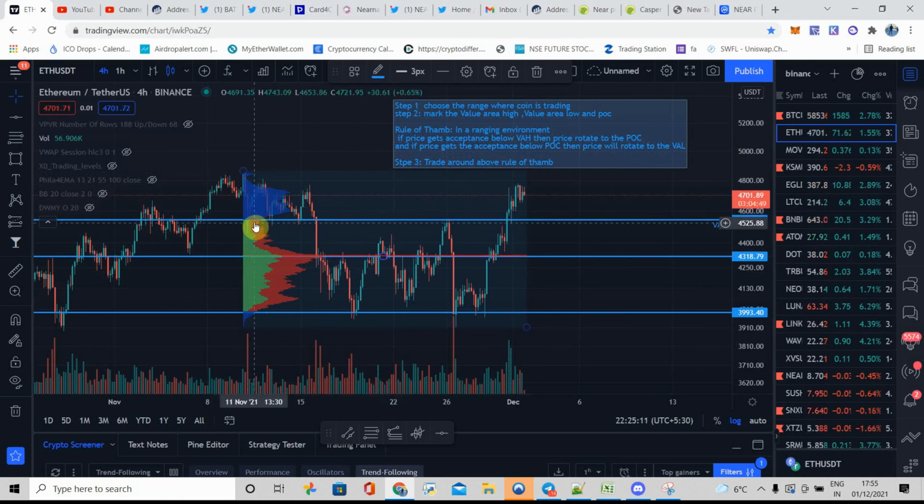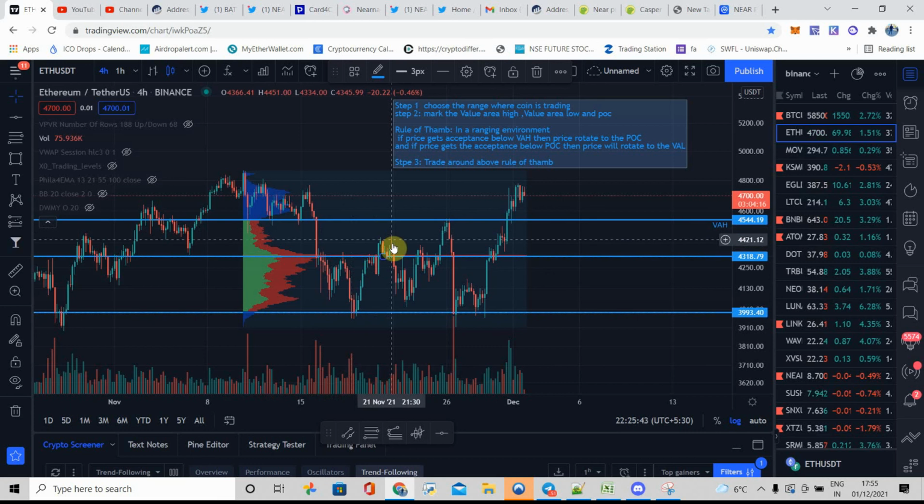Now what happens here, at the value area high, price got support the first time, the second time, then it broke through. Now price got acceptance below the value area high, and it rotated to the point of control. Now it broke through the point of control. The point of control was acting as a resistance here, and again price went to the value area low. Now value area low acted as a support.